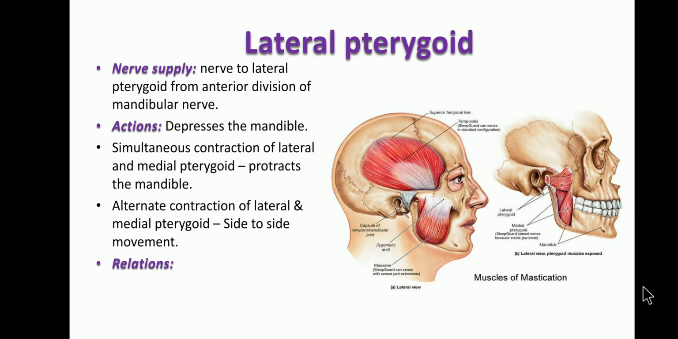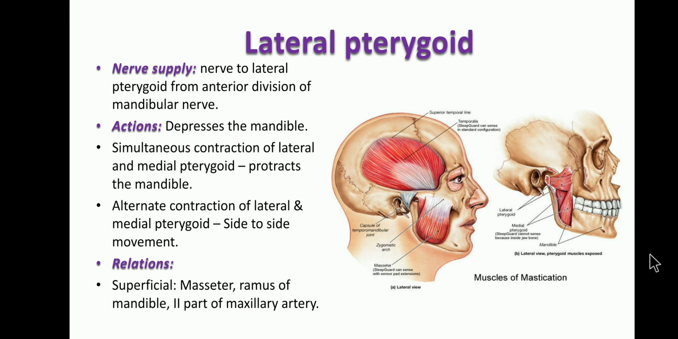Now coming to the relations, here you are able to see the lateral pterygoid muscle. Above the lateral pterygoid muscle, what you see is the ramus of mandible, and what is attached to the external surface of the ramus of mandible is your masseter muscle, and also the insertion of the temporalis muscle to the coronoid process. These three form the superficial relations: masseter muscle, ramus of mandible, and the temporalis muscle attaching to the coronoid process.